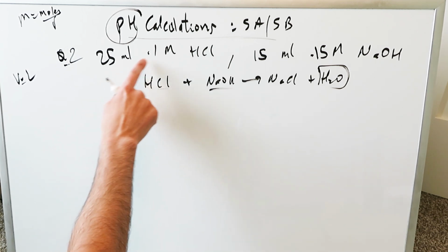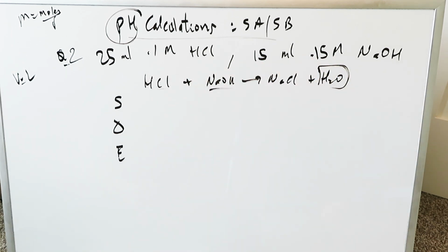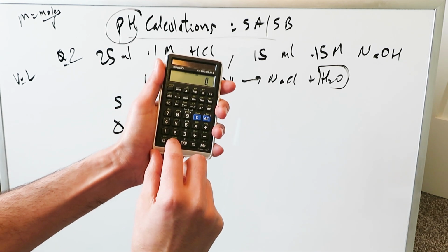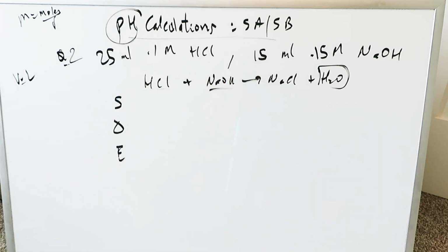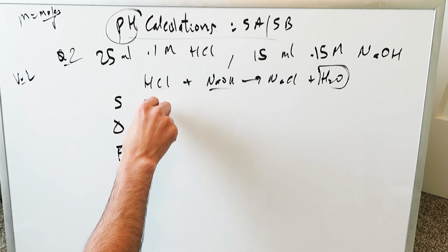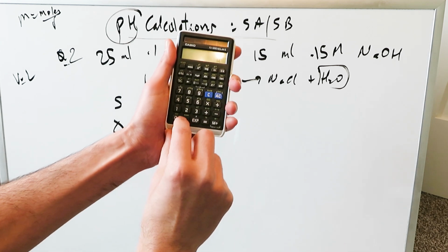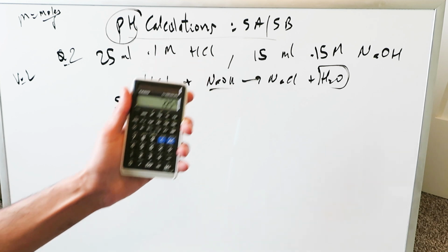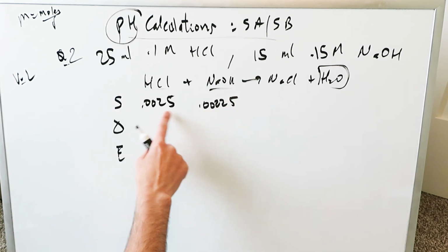I have 25 ml of 0.1 molar HCl. I have 15 ml of 0.15 molar sodium hydroxide. Which one is a higher quantity? Well, multiply them out. Every time, convert your milliliters into liters. I have 0.025 liters times 0.1, I have 0.0025 moles HCl. For 15 ml and 0.15, 0.015 liters times 0.15, I have 0.00225 moles NaOH, which is the smaller number.